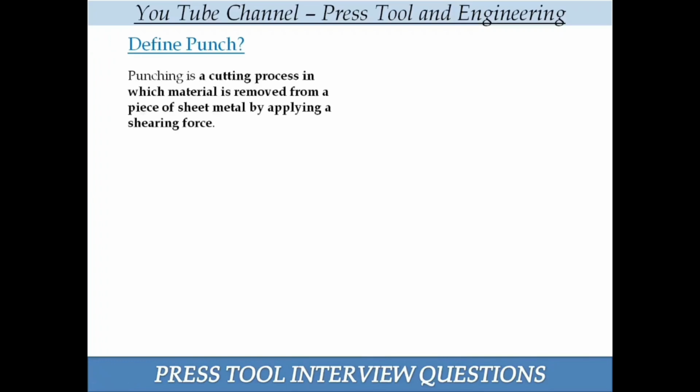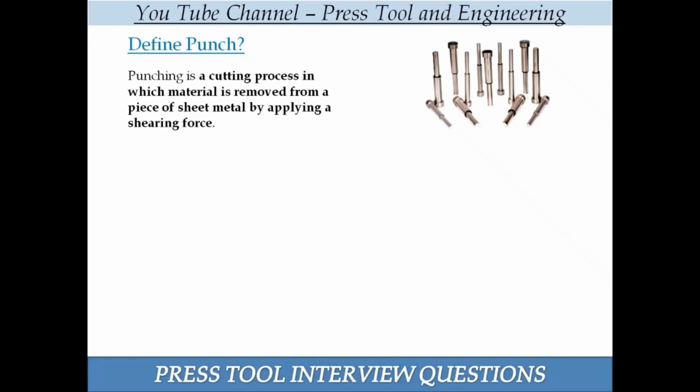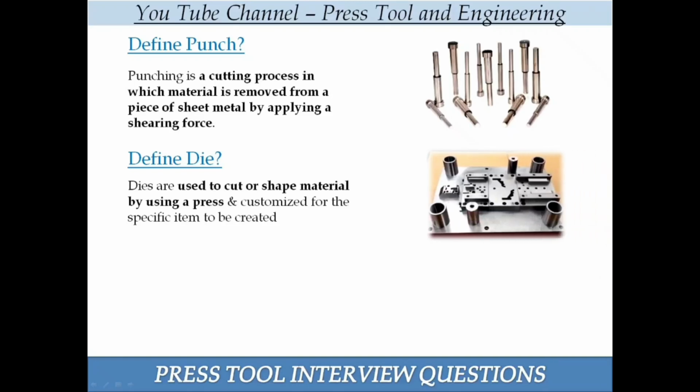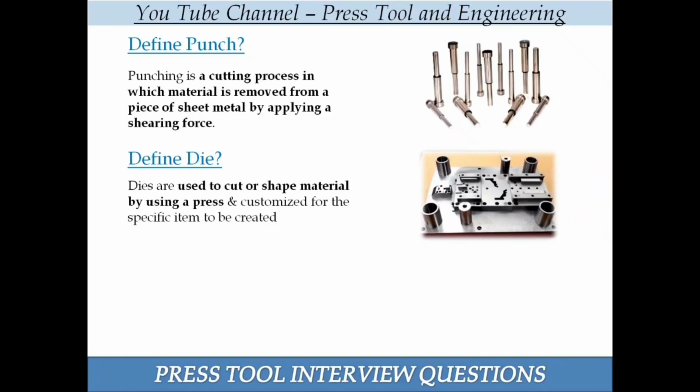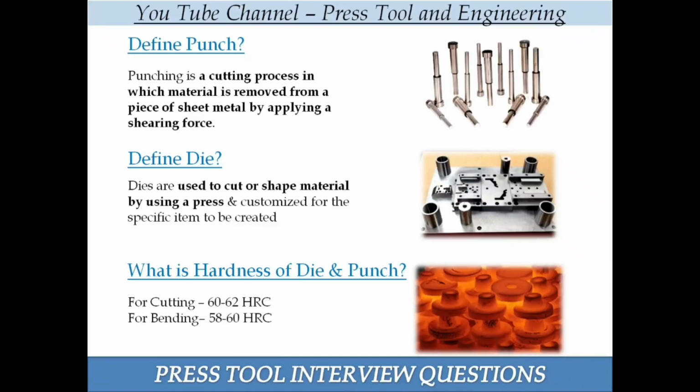Define punch. Punching is a cutting process in which material is removed from a piece of sheet metal by applying a shearing force. Define die. Dies are used to cut or shape material by using a press and are customized for the specific item to be created. What is the hardness of die and punch? For cutting 60 to 62 HRC, for bending 58 to 60 HRC.